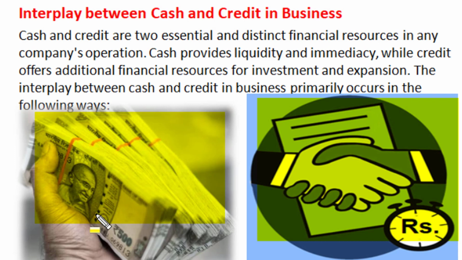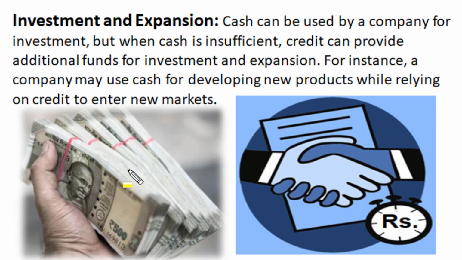Cash provides liquidity and a solution for concerns of immediate attention, while credit offers additional financial resources for investment as well as expansion. The interplay, the combined use of cash and credit in business, can be managed in several ways, and we'll discuss those one by one. A company can use cash for investment and expansion, but often cash has limited capability and remains insufficient. So credit can provide additional funds required for investment and expansion. For example, a company may use cash for developing new products, but for working capital and developing new markets, the company may rely on credit.